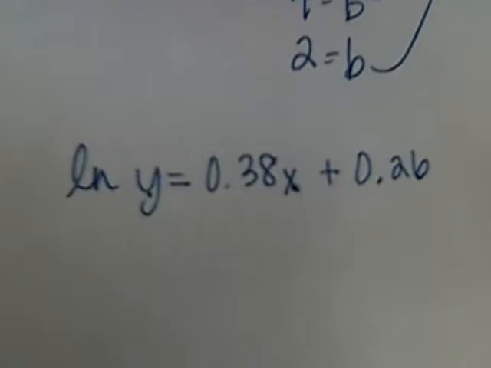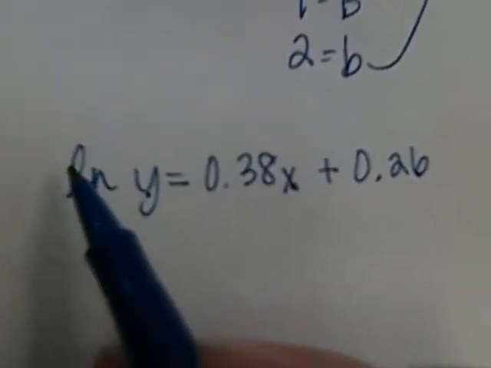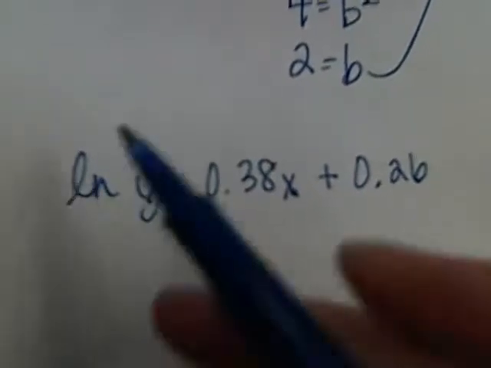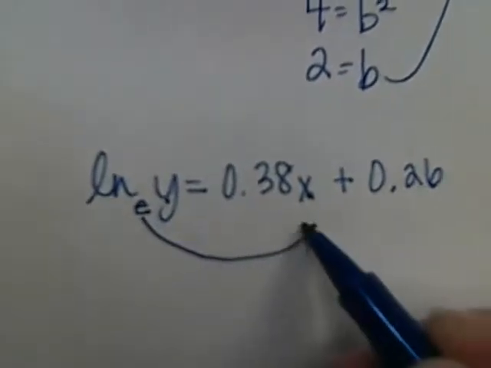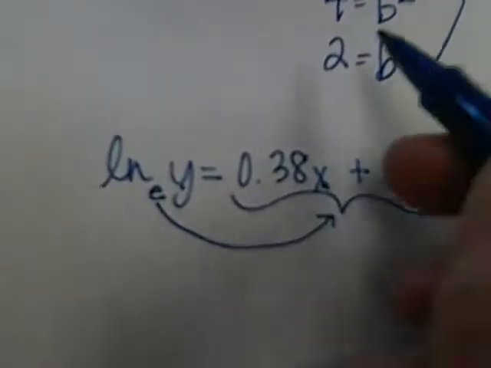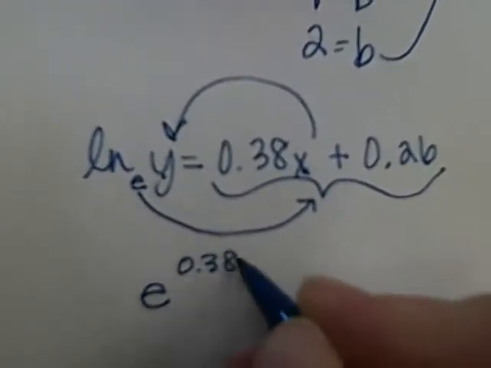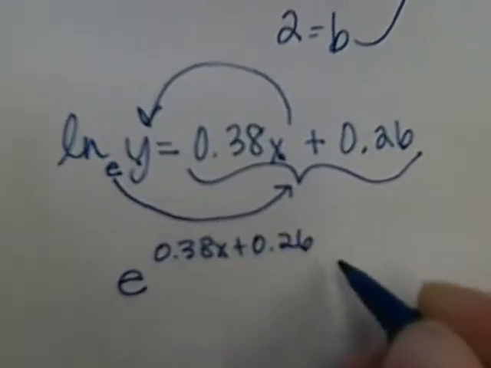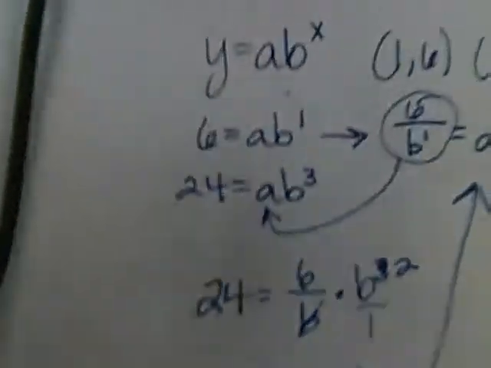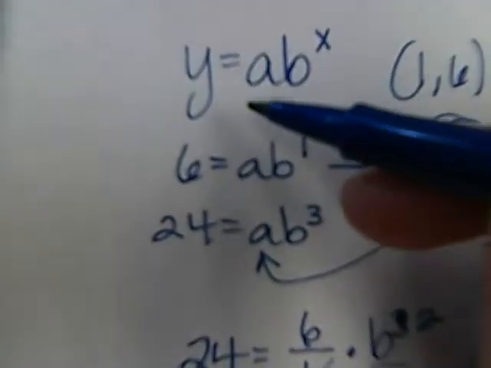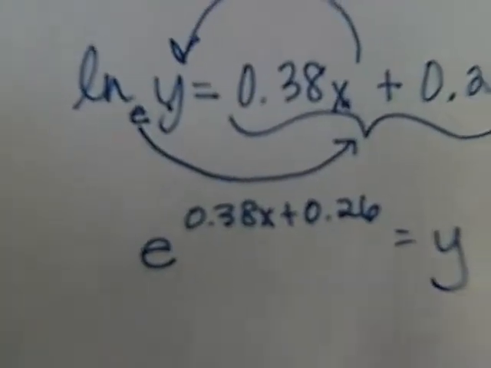Okay? Now I need to get y by itself, meaning I need to get rid of this natural log. So to do that, I can write it as a power. Remember, natural log has a base of e, so I can write e to the everything on this side over y. Which is great, but remember, I want this to turn out to look something like this. I need an a as my coefficient, and I need a b as a base. So I need to split this apart.